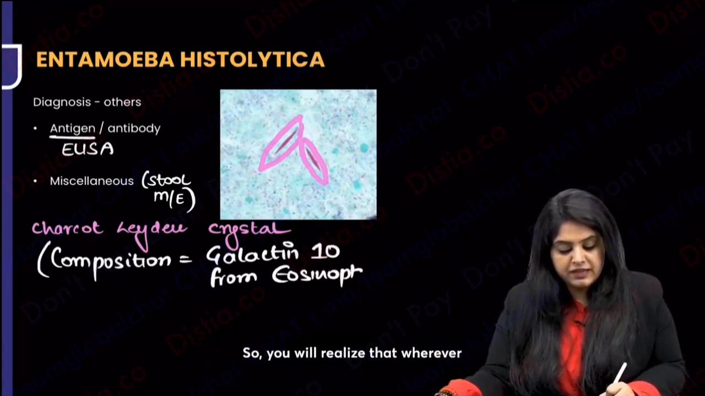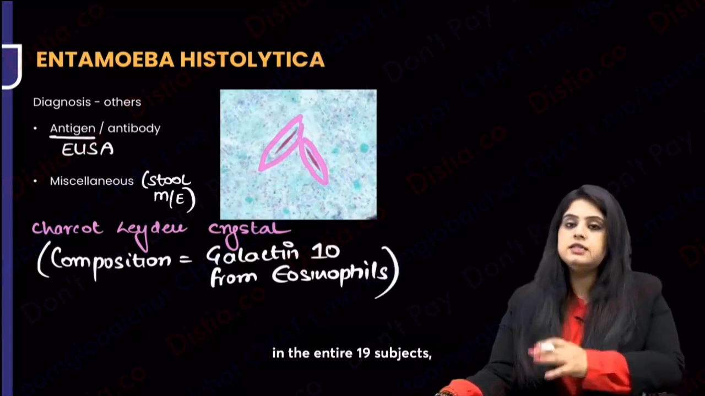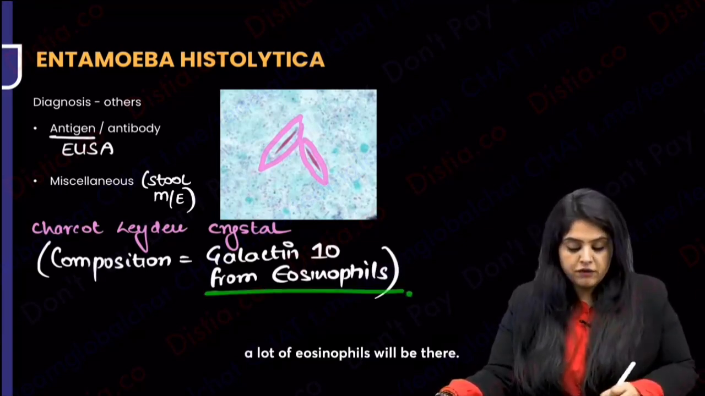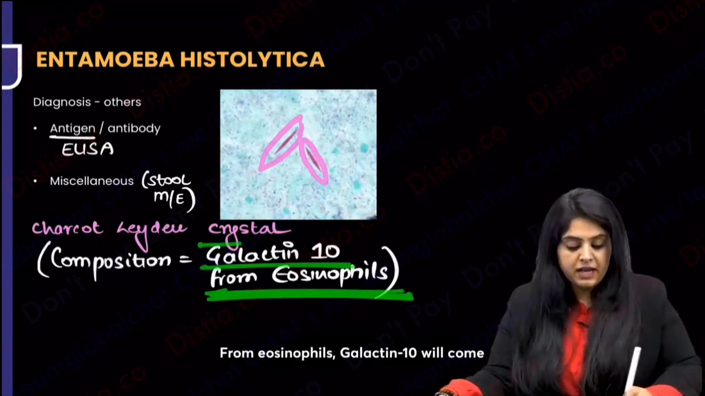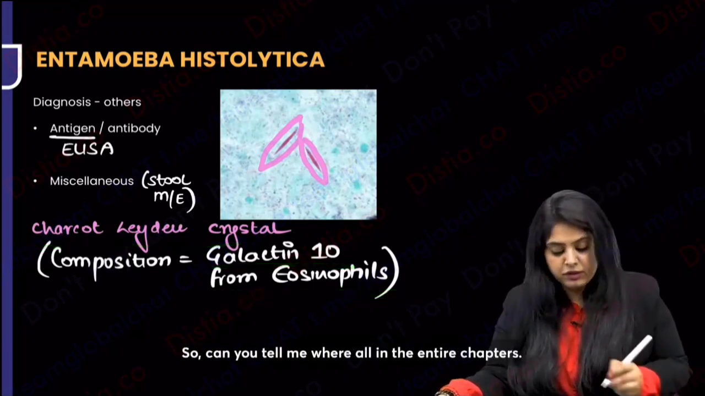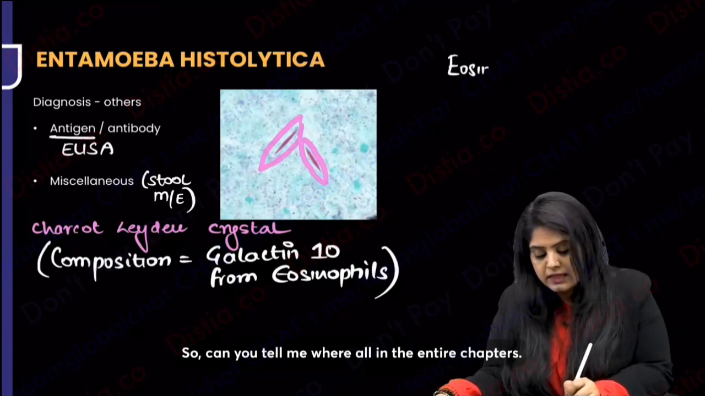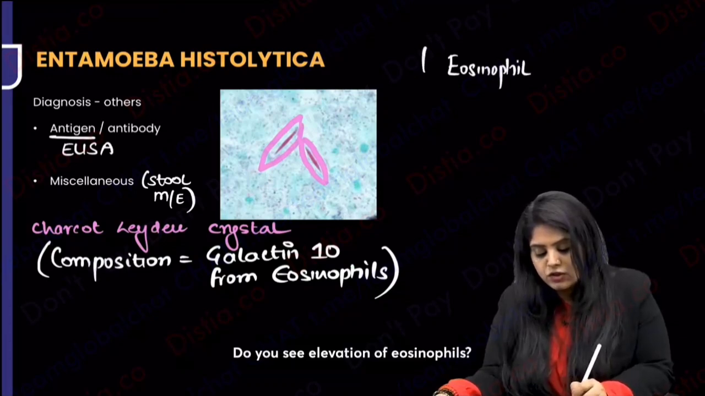So you will realize that wherever in the entire 19 subjects, a lot of eosinophils will be there. From eosinophils, galectin 10 will come and Charcot-Leyden crystals will be seen. So can you tell me where all in the entire chapters do you see elevation of eosinophils?